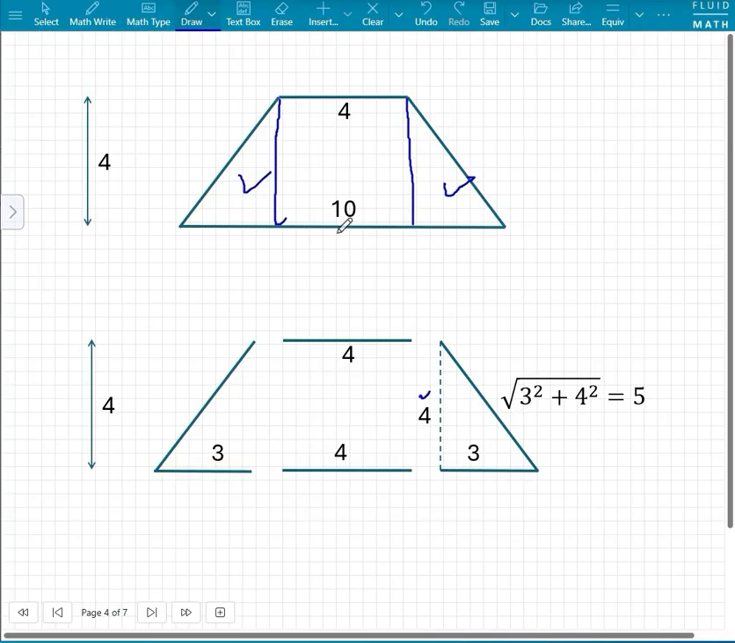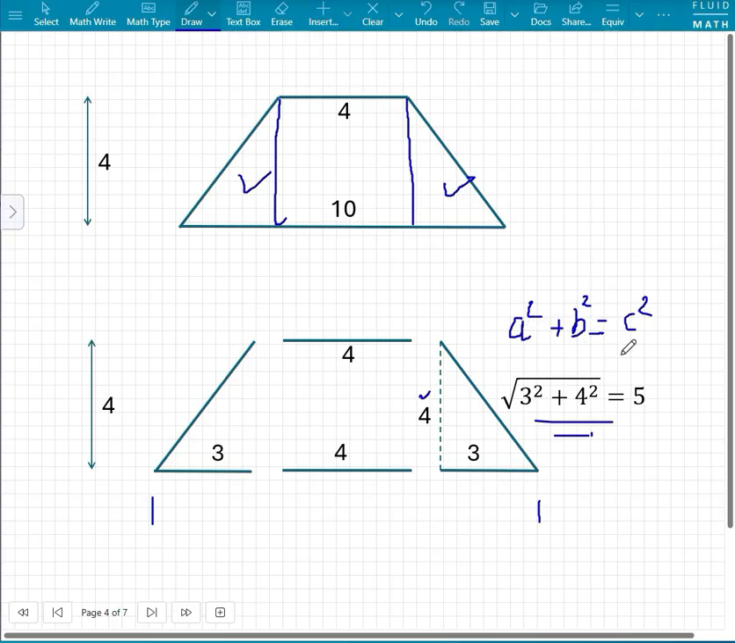The height is 4, and the total distance from here to here should be 10. So if the square part takes 4, then the two triangles take 6. So 6 divided by 2, we have 3. So we know this is a 3 by 4 right angle triangle. And for that, you can easily determine the diagonal, or the hypotenuse, using Pythagoras theorem.